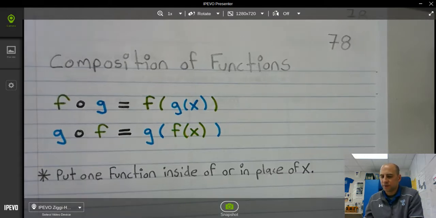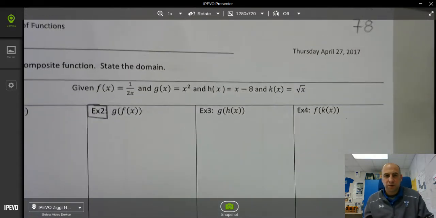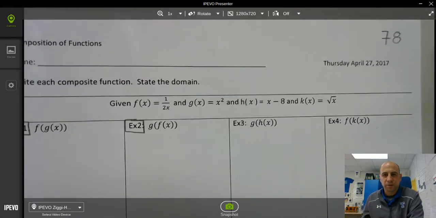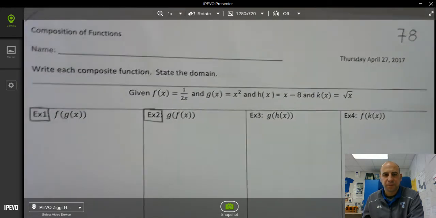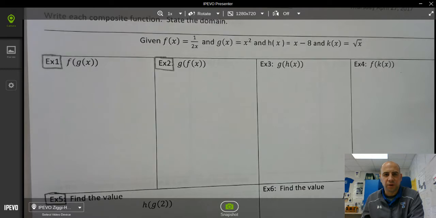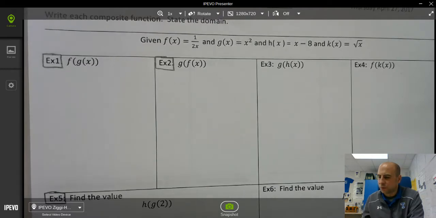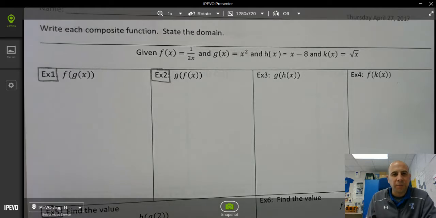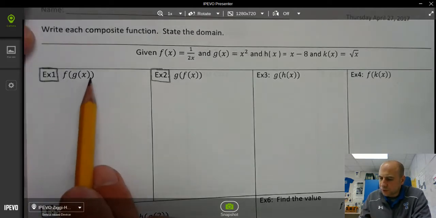Let's take a look at today. And so this is page 78. I'm going to do example 1 and 2, and then example 3 and 4 in class, okay? So it says, write each composition function, state the domain. So that's f(g(x)).